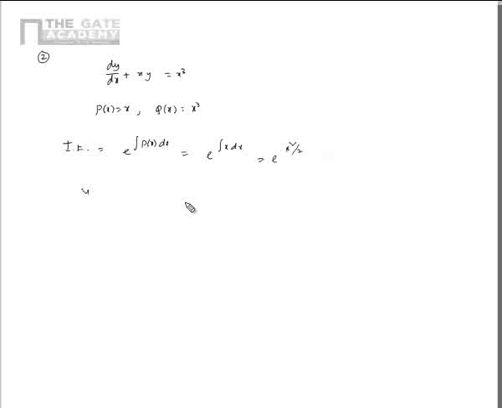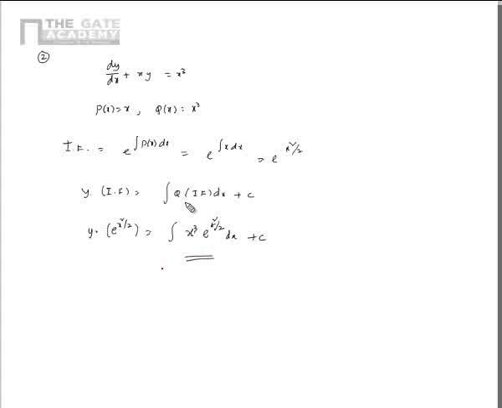And now the solution is y into integrating factor is equal to integral q into integrating factor dx plus c. Just substituting, y into e power x square by 2 is equal to integral, q is x cube, and e power x square by 2 dx plus c. Well, now we have the task of evaluating this integral. So how do we evaluate this integral?